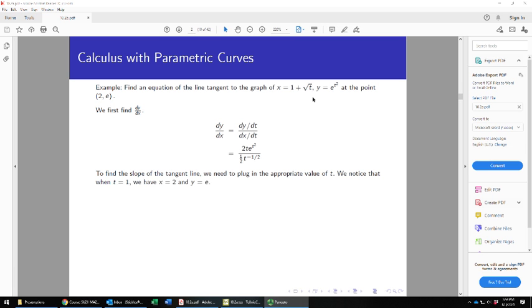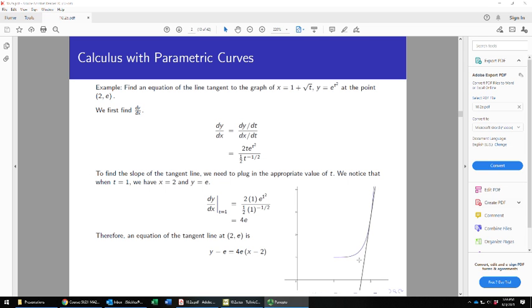Notice that if you plug in 1 for t into both x and y, you get the point 2, e. So when t is 1, we get x is 2 and y is e. So 1 is what we're going to want to plug into the derivative. So in this case, you'll get 4e when you're done. They give us the point already. We now have the slope, so we can just use our point-slope form to find the equation of the tangent line. So we get y minus e equals 4e times x minus 2.